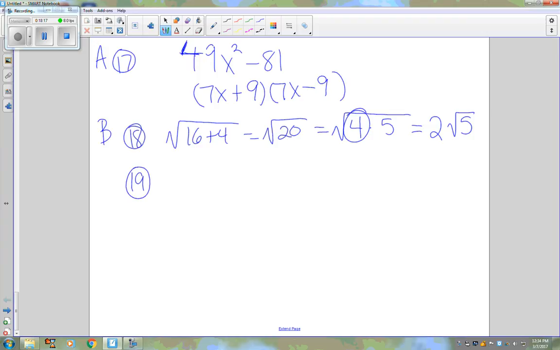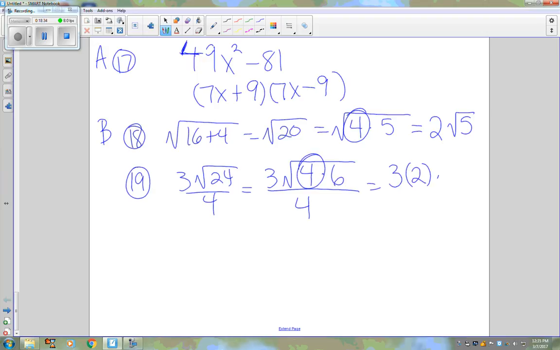19, we have 3 square roots of 24 over 4. We did this one yesterday also. Breaking up 24, the largest perfect square factor is 4. 4 times 6. The square root of 4 is 2. That comes out. The 6 stays under. Everything's being multiplied, so I can cancel that 2 into that 4 2 times. And I have 3 square roots of 6 over 2, which is D.